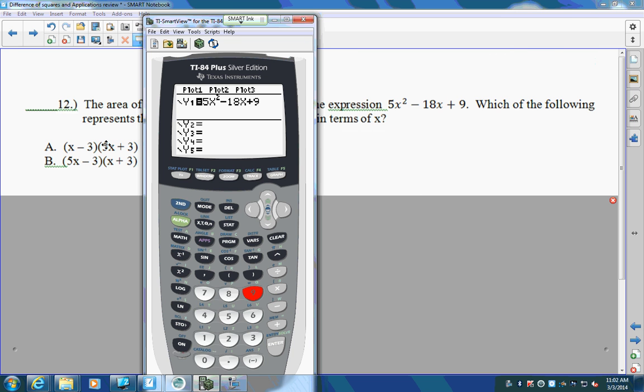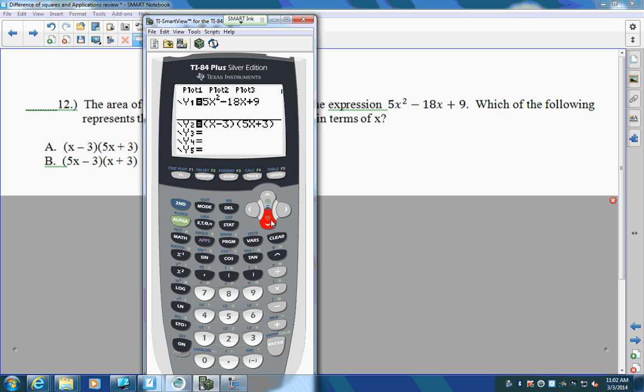Now, what we're going to do is take the first answer choice and put it into y2. So we'll go down to y2, put parentheses x minus 3. And in the second parentheses, 5x plus 3. So now, once you've put those into y1 and y2, press second graph. How do you know if it's right? Are they the same and matching? Nope.